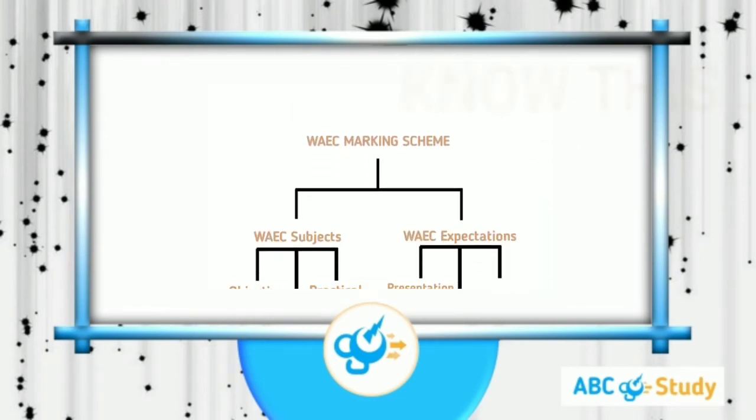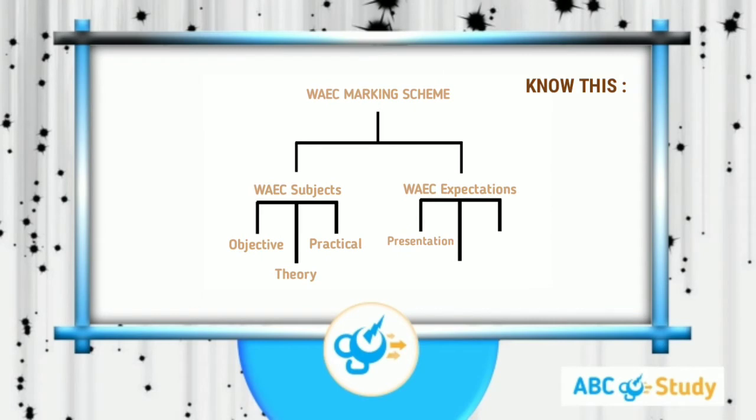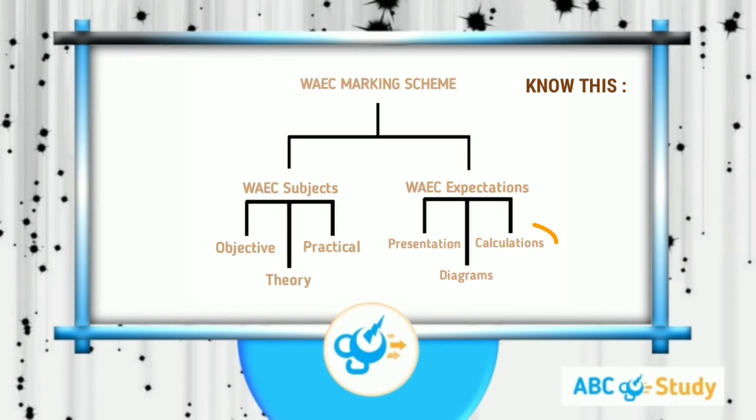About WAEC expectation, we are talking about the presentation aspect, the diagrams, and the calculation. Let me talk about presentation. You have to understand how you spell things to them, and at the same time, you might write something correctly and they would not know. So your handwriting must be legible so that they will be able to understand what you write. And as well, we have the matter of subjects.